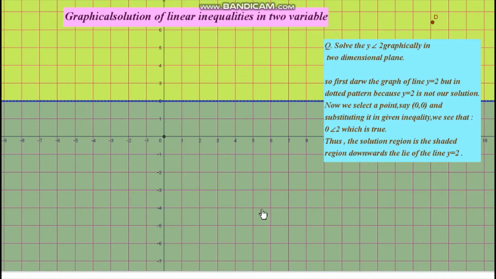Like that. This is all our solution region y less than 2, because if we put in place of any general point, let us say it is minus 2, 0, and put 0 in place of y, 0 is less than 2. Now let us take the point 0, minus 3. If we put it here, minus 3 is less than 2. Hence all points which lie in the region satisfy this inequality. So this is the solution region of this inequality.